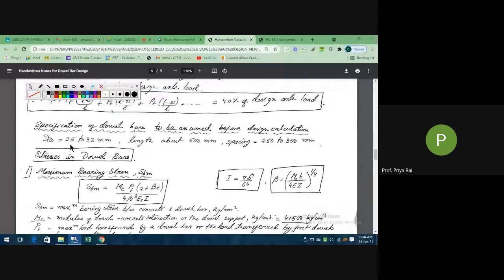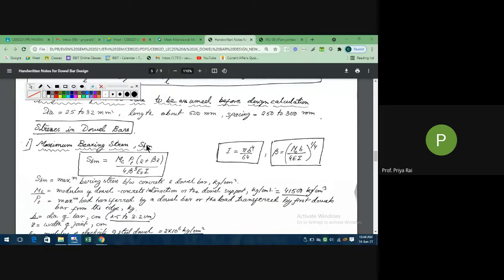Specification, as I said: diameter should be within this range. You have to assume the diameter first, so it should be within 2.5 to 3.2 centimeter, or 25 to 32 mm. Length should be about 500 mm, that is 50 centimeter, the maximum length. You should assume length below 50 centimeter, not above. Then spacing also within this range, 250 to 300 mm or 25 to 30 centimeter. So keep this in mind before starting.